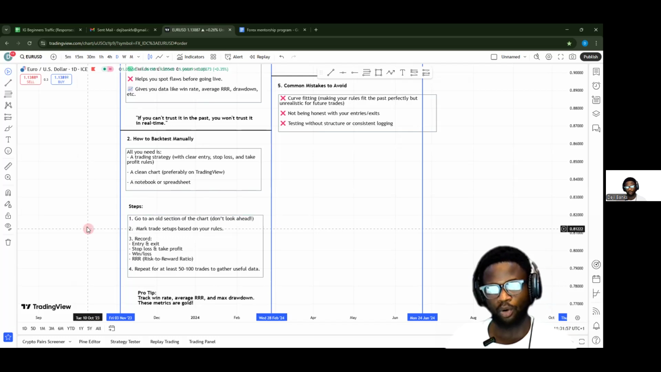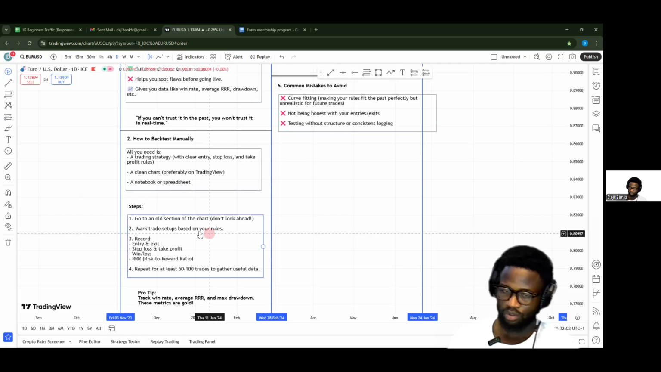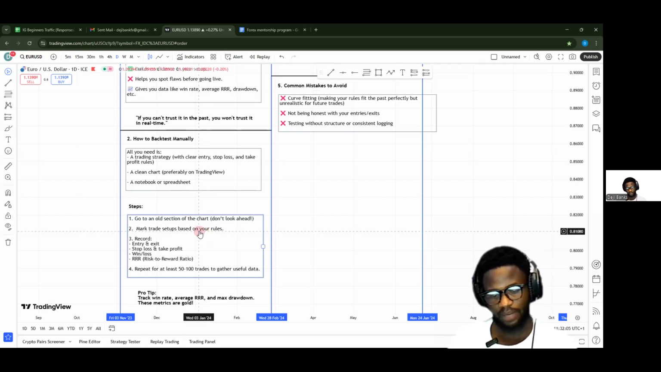So go on an old section of the chart. Don't look ahead. Make trade setups based on your rules. Based on your rules, I'm going to be buying at support. I'm going to be selling at resistance. I don't make entries in the middle. I'm risking just a ratio of 1 to 2 is what I'm looking for. So you know where those parameters are going to be.